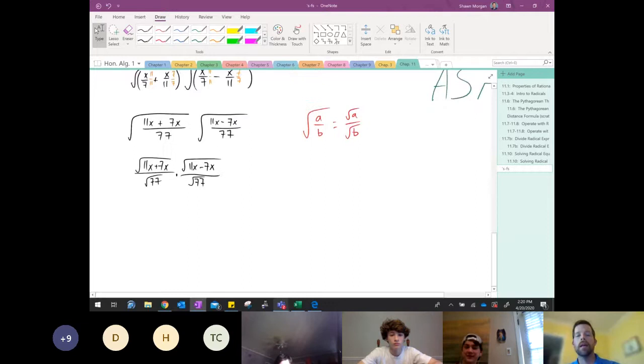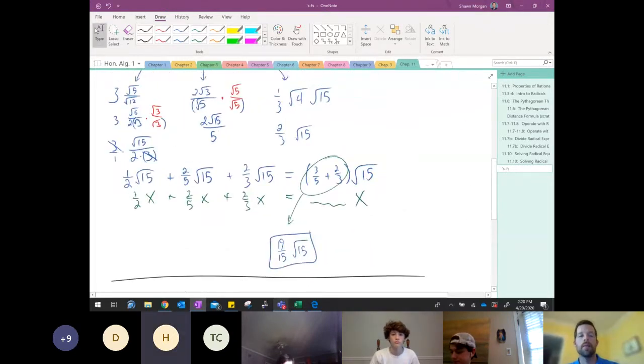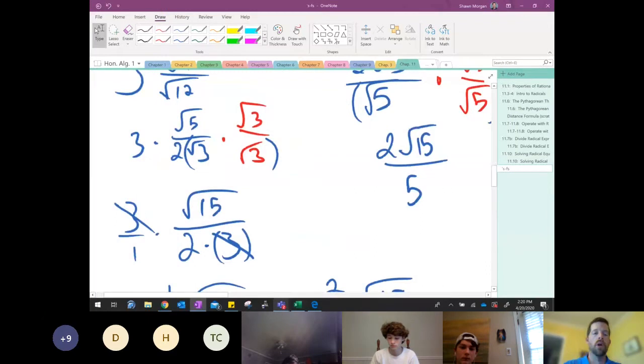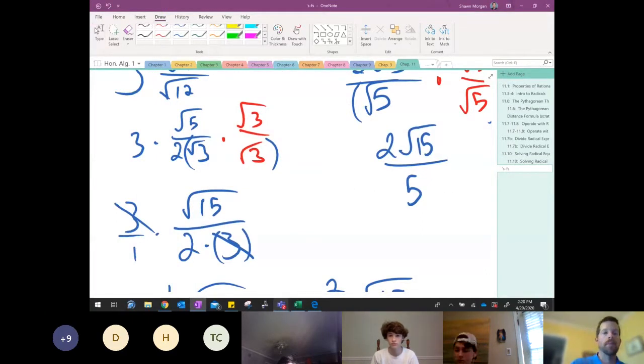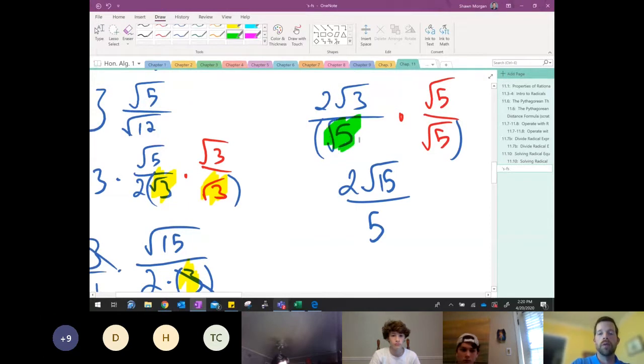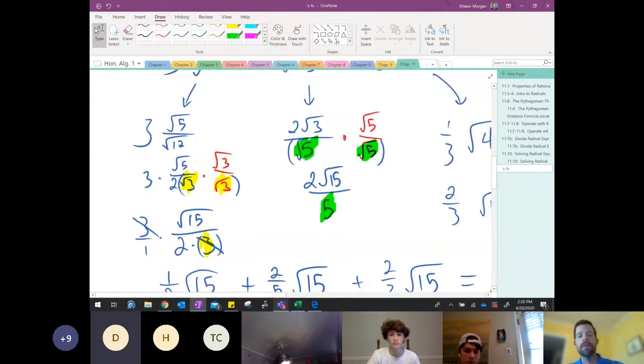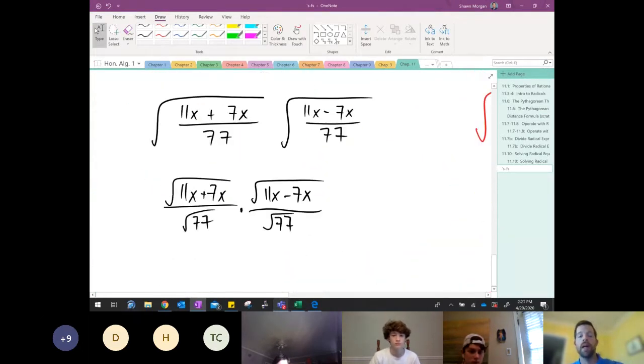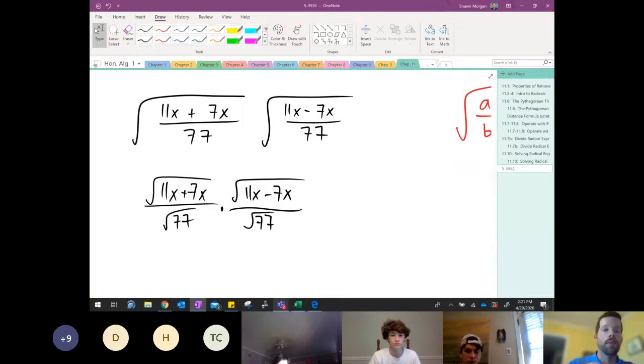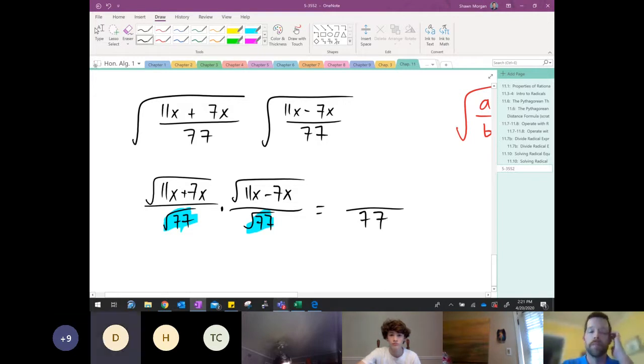Just like in the last examples, and again, this is why they have this in this section, when we multiplied and said, what's the square root of 3 times the square root of 3? That's 3. Or what's the square root of 5 times the square root of 5? That's 5. So the whole idea is that when we multiply a square root times itself, it goes away. In this case, the way that we worked through this problem sort of rationalized it for us. When we say square root of 77 times square root of 77, our denominator is going to turn into a nice, neat 77.